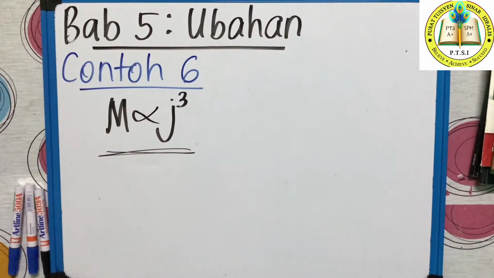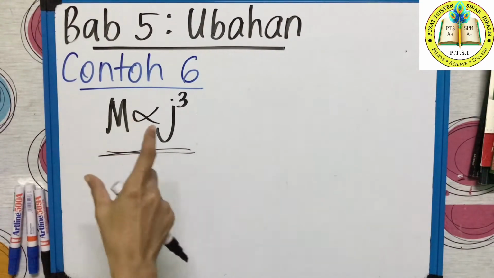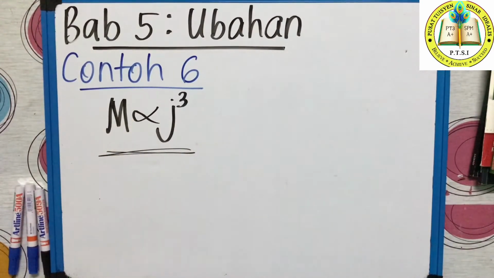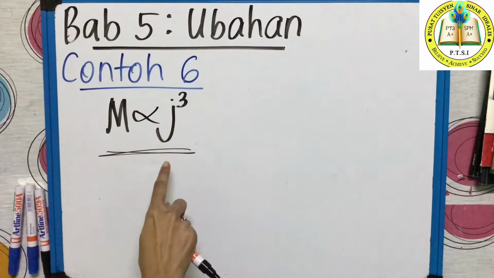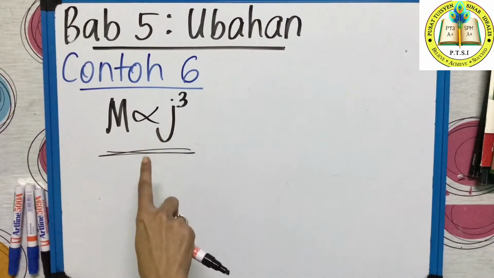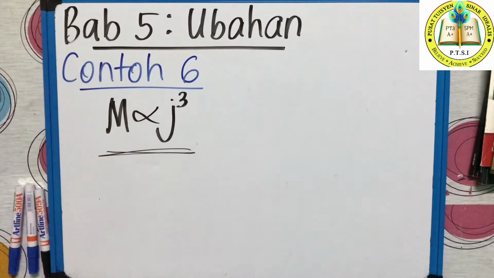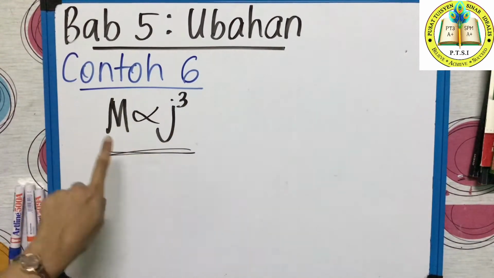M secara langsung jejari kuasa 3. I didn't put the unit. Teacher just take the symbol M and jejari J. I'm just taking the symbol. Kamu tak perlu tulis GC, jejari, cm, gram, tak perlu. So M berubah secara langsung dengan kuasa 3 jejari. That is the equation. So remember class, anytime they gave you like this, okay, yang ni kamu dapat daripada soalan.